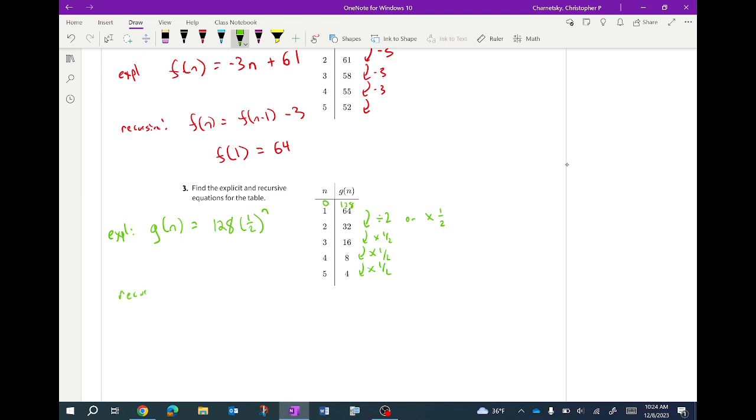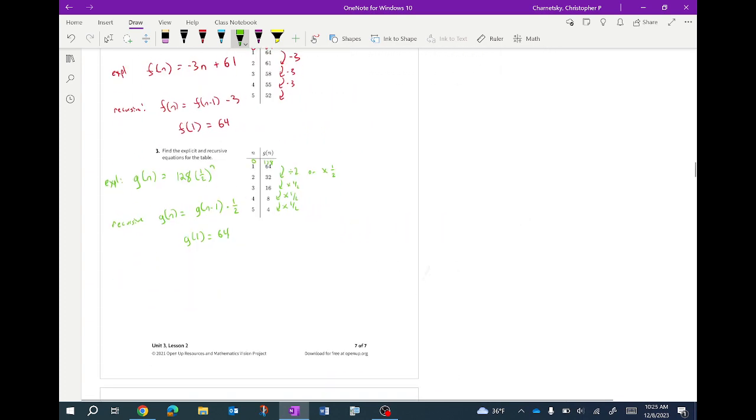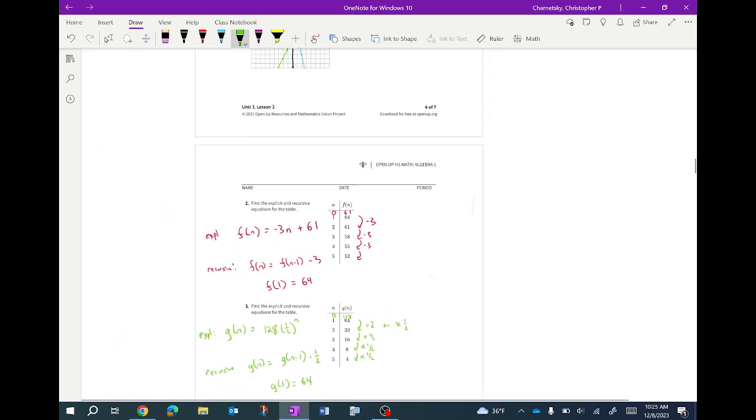The recursive would be g of n equals g of n minus 1 times 1/2. And I would need my first term, so g of 1 equals 64. Okay, so that's it for lesson 2. At this point, you should work on your Ready, Set, Go and practice working through some of these problems.